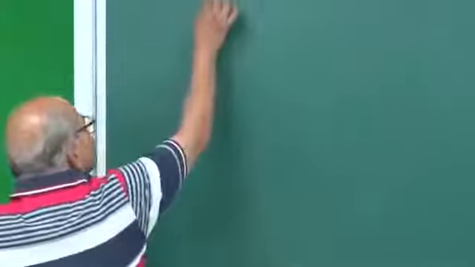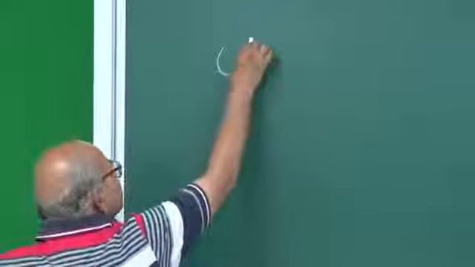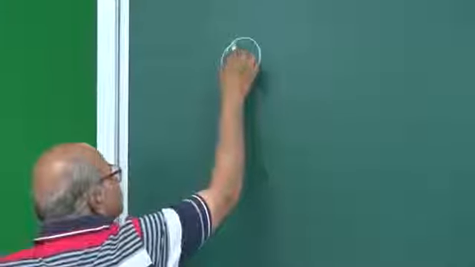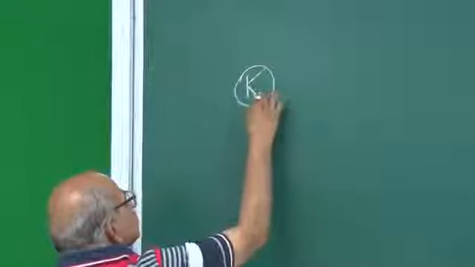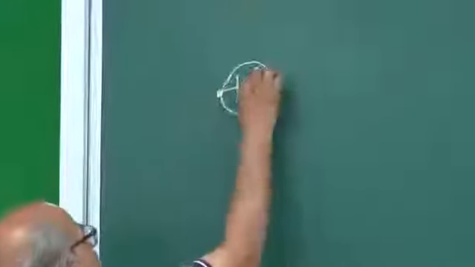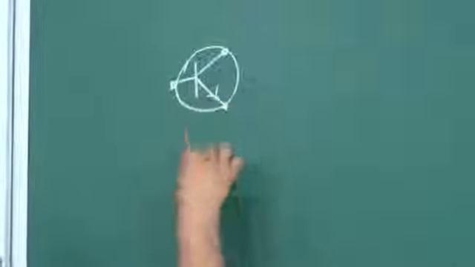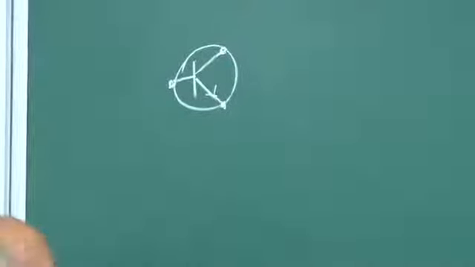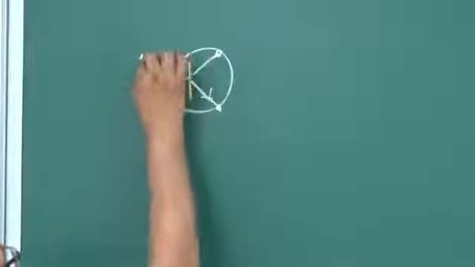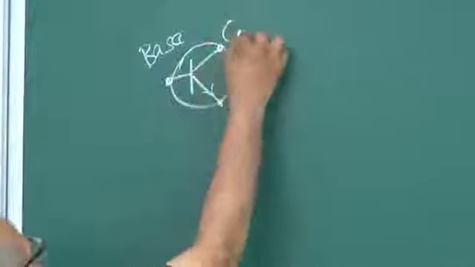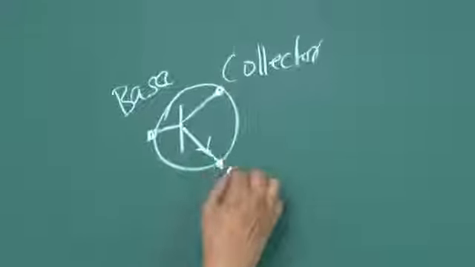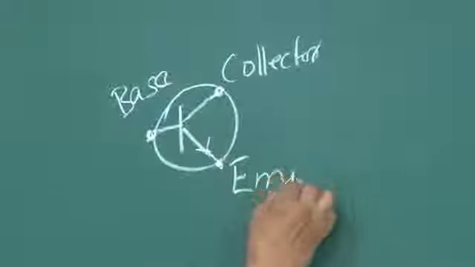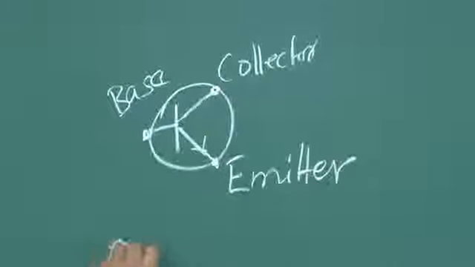So, essentially we have three parts, three units or three terminals, let us say. The symbol is like this. You have a line here, a line here, a line here with an arrow, and these are the connecting points from where you have those leads coming out, and this one is definitely base, this one is collector, and this one is emitter. And this is NPN transistor.